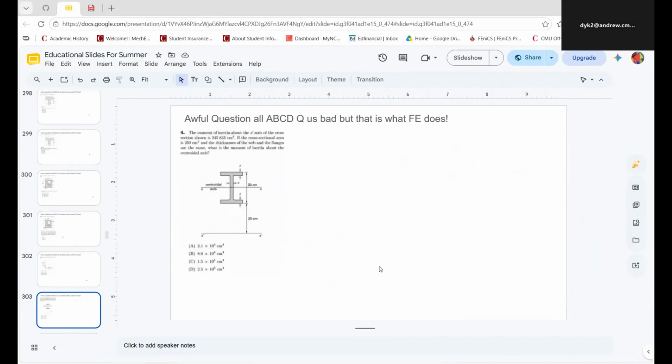The moment of inertia about the y-axis of the cross-section is x-axis at what's x pi? Oh, what a weird question. So this is x pi apparently. So the moment of inertia at x pi equals 245,833 cm4.